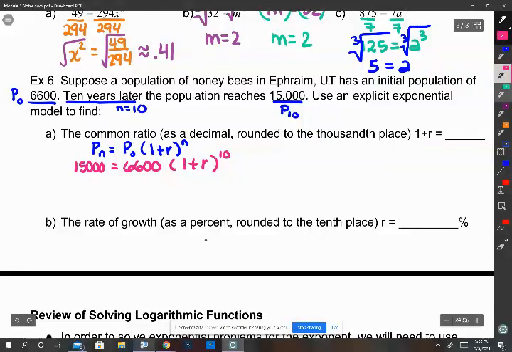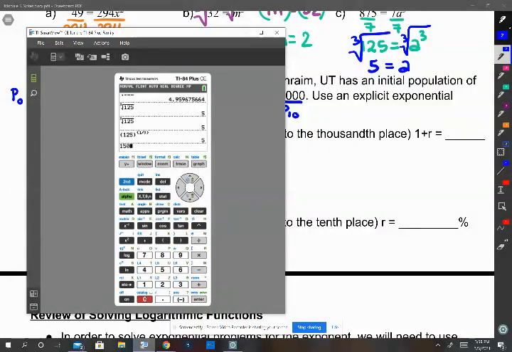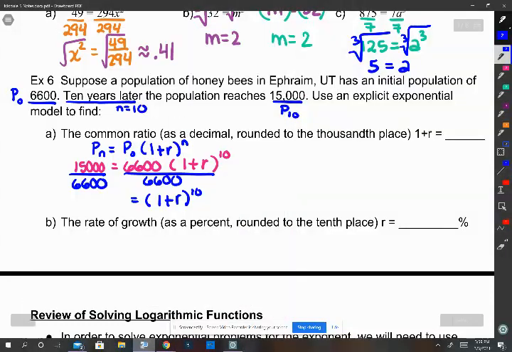So our first step is to get rid of or isolate the part that's being raised to a power. So we're going to divide both sides by 6,600. And we're going to get a decimal, which is fine. So this is 1 plus r to the 10th power. And over here, we're going to go 15,000 divided by 6,600. And so we get this decimal of 2.27 repeating. And we want to make sure that we keep that whole number. I know that it's a little bit of a pain, but we want to keep it where it's at.